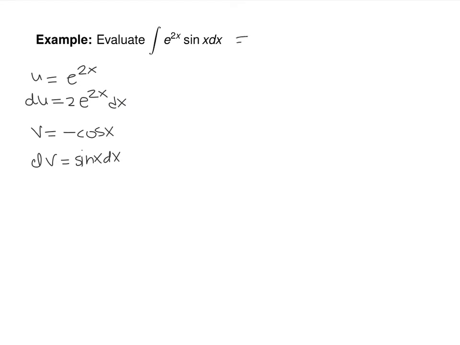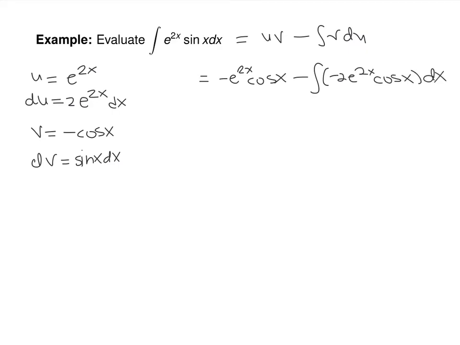So this will equal uv minus the integral of v du. So uv will be e to the 2x times negative cosine x. So negative e to the 2x cosine x. Now v du will have minus the integral of negative 2 e to the 2x cosine x dx. Notice that double negative will cancel and make a positive, and that 2 can factor out of the integrand.